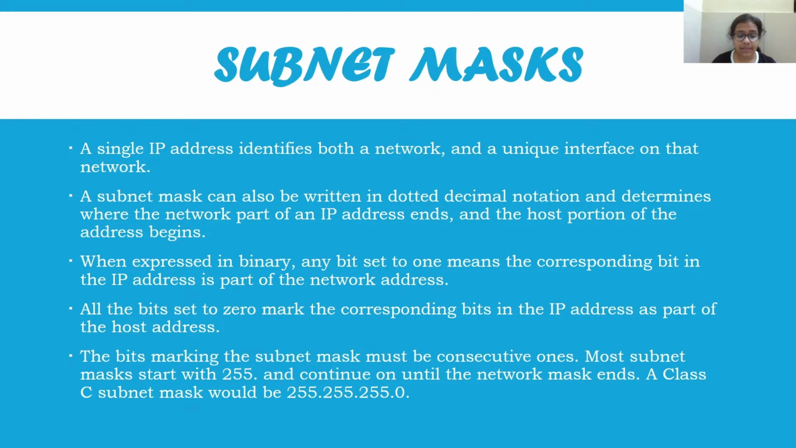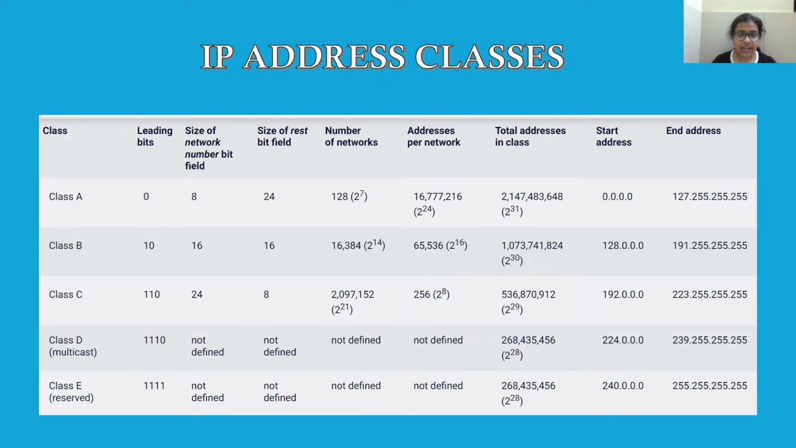The bits marking the subnet mask must be consecutive ones. Most subnet masks start with 255 and continue on until the network mask ends. A Class C subnet mask would be 255.255.255.0. Moving on. Here are a few examples.